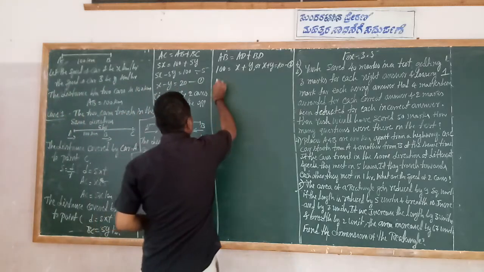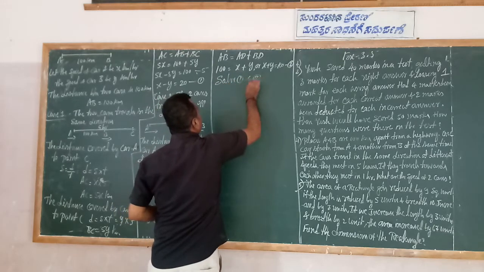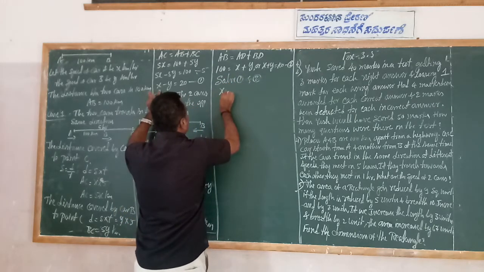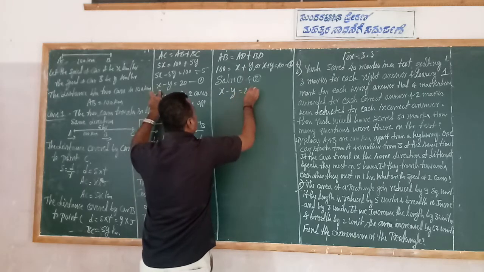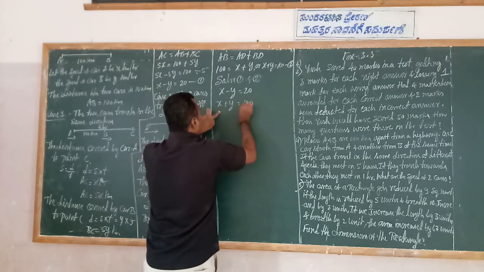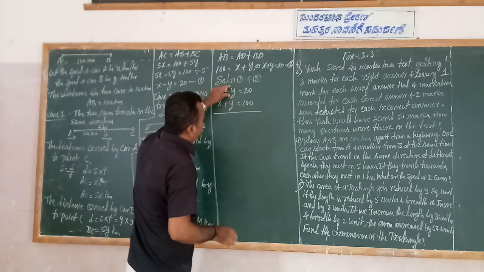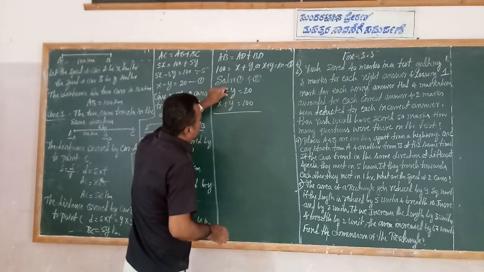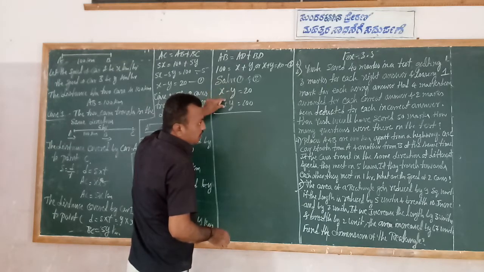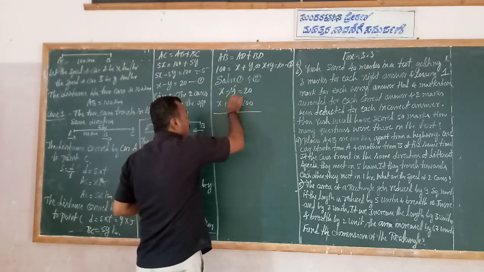See, solve 1 and 2. What is the first equation? x minus y is equal to 20. What is the second equation? x plus y is equal to 100. The y term is already equal, one having a negative sign and one having a positive sign. You need not change the signs. Therefore you can directly cancel it.